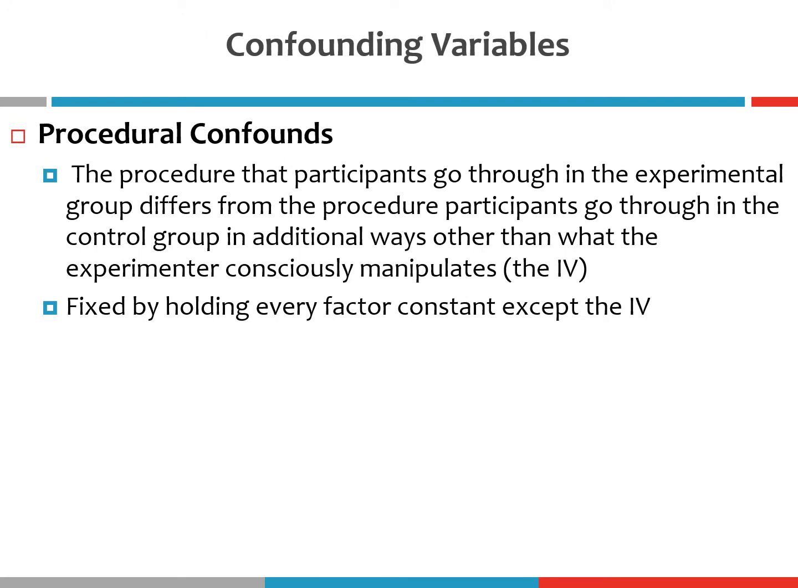Okay, so the second type of confounding variable is called a procedural confound. Procedural confounds occur when the procedure that participants go through in the experimental group differs from the procedure that participants go through in the control group in additional ways besides what the experimenter actively manipulates, or the independent variable, okay? And it's fixed by holding every factor constant except the IV, right?